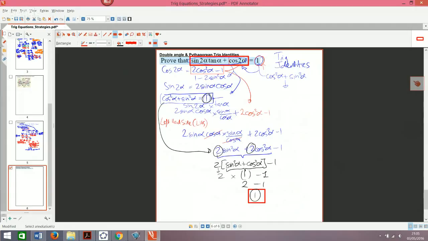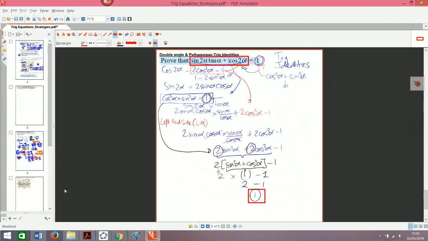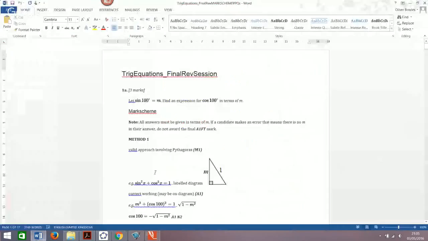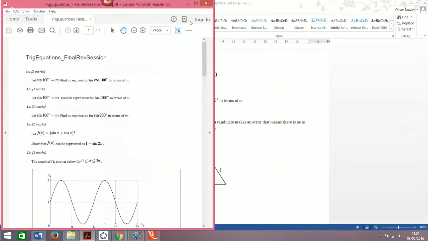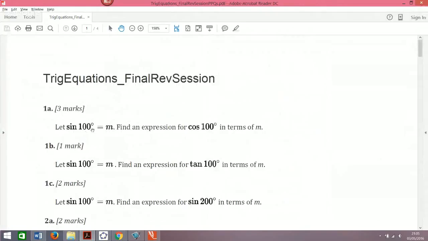We've just covered everything really that you might want to know. I posted some exam questions that I think look at these quite nicely. I'll post this mark scheme now too, so you can check once you've had a go at them using those techniques. And here's that first question. If sine 100 degrees equals m, find an expression for cos 100 degrees in terms of m.